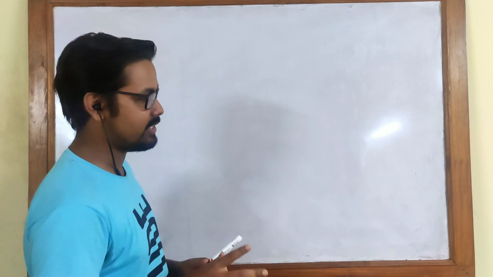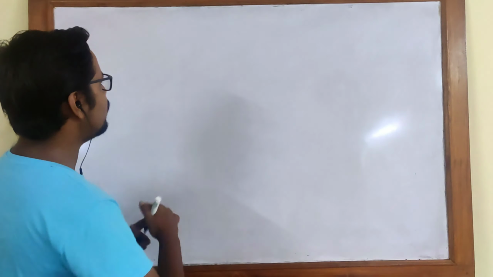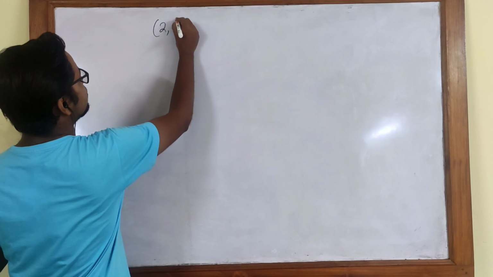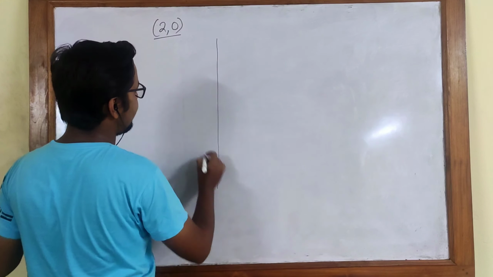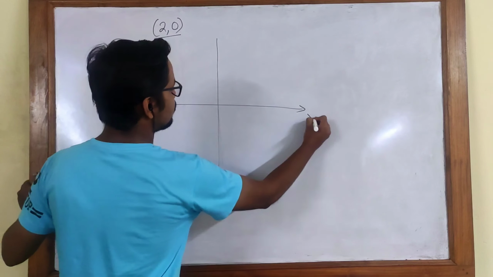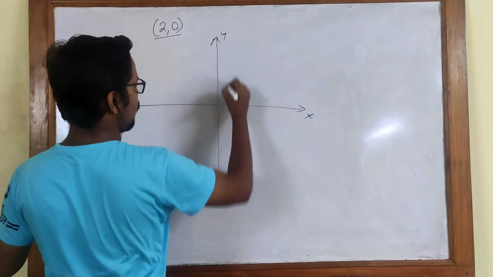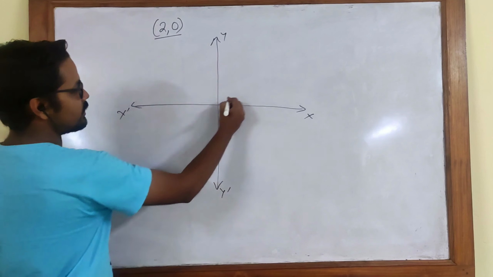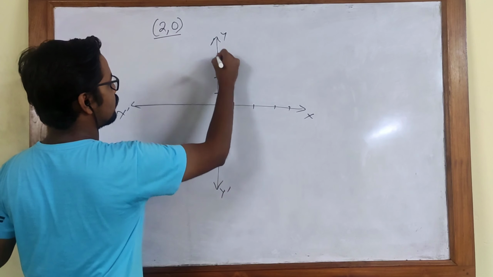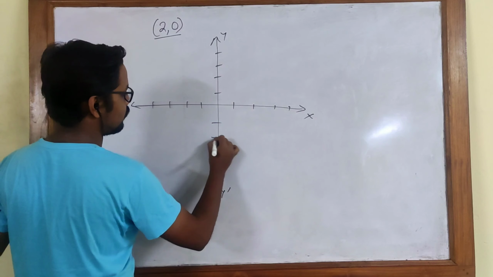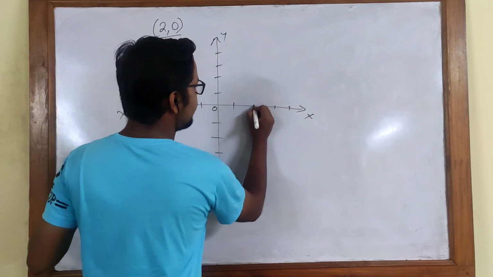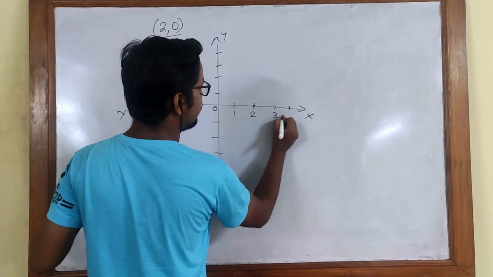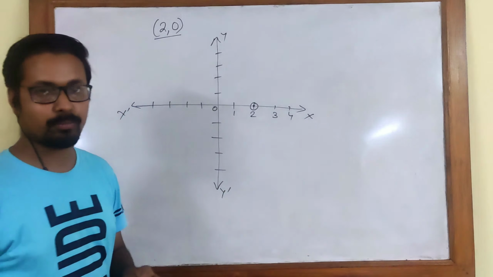Let us see how to find the equation of a line which is parallel to the x or the y-axis. So for that, let us take one example of a coordinate. Suppose (2, 0) is a coordinate. Now I want to plot this in the Cartesian plane. So I can draw the x and the y-axis, x' and y'. So let us take some points. This will be our origin 0. Now (2, 0) will be plotted here: 1, 2, 3 and 4.